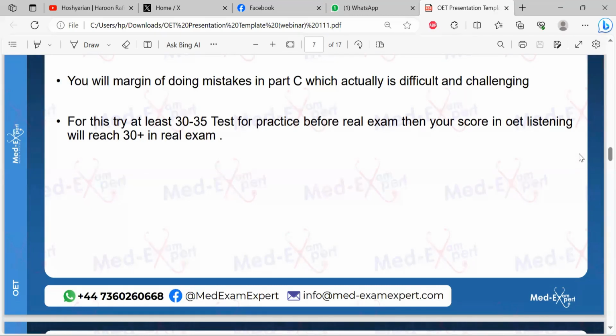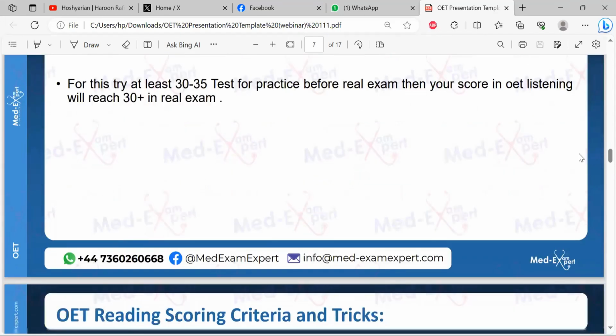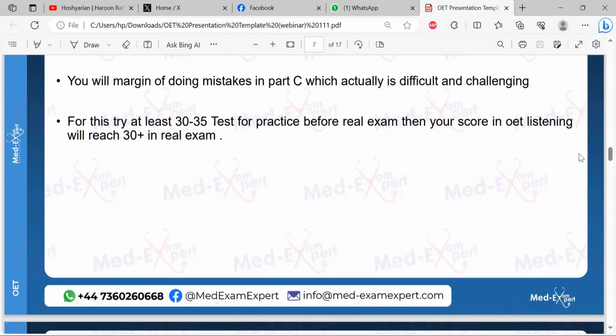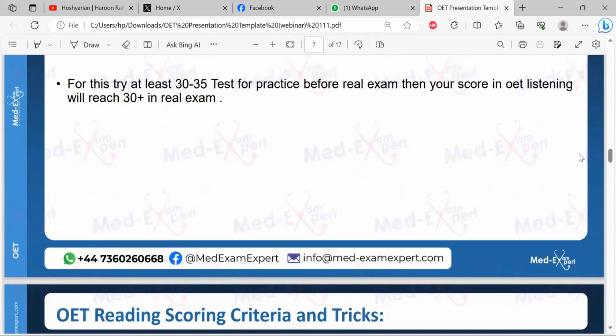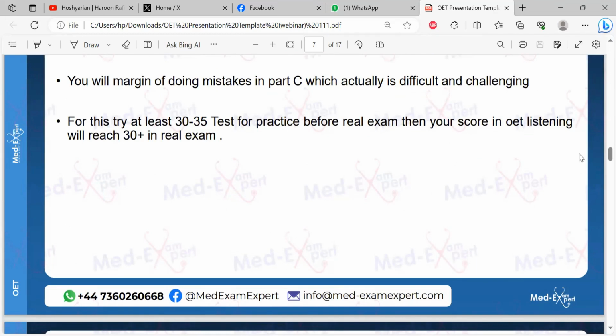31, 32 in your practice tests, then your score in the real exam would be around 33, 34, 32 as well. Okay, so always try to practice the maximum number of tests, and this is the average I told you, 32 to 35.